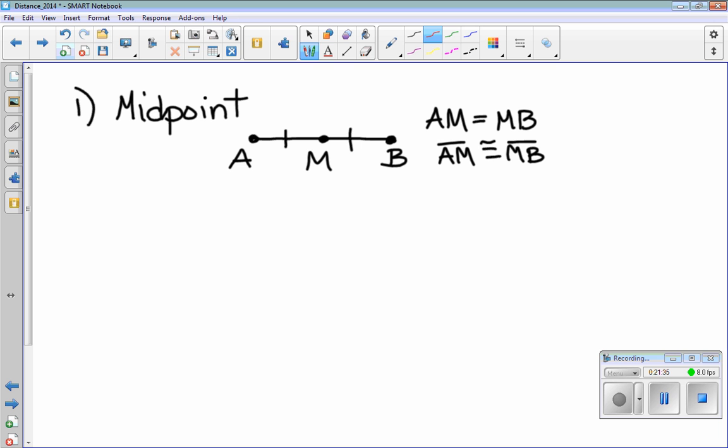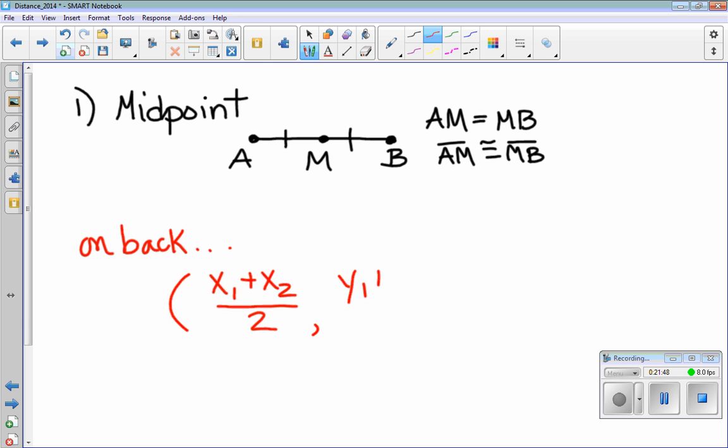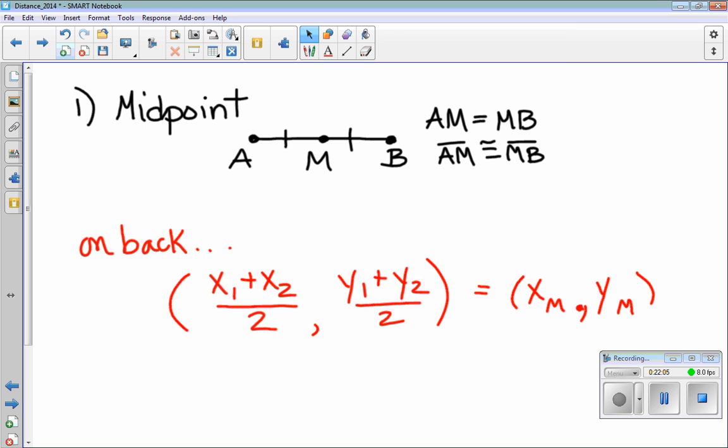So on the back, I want you to write the formula for the midpoint. And we know what that is right now. The sum of the two endpoints, divided by 2. And we can write it this way. It's going to equal the x-coordinate of the midpoint, the y-coordinate of the midpoint. Because sometimes we know the midpoint, like in question number 10, right? We know what the midpoint is.